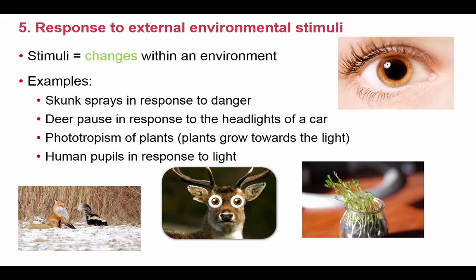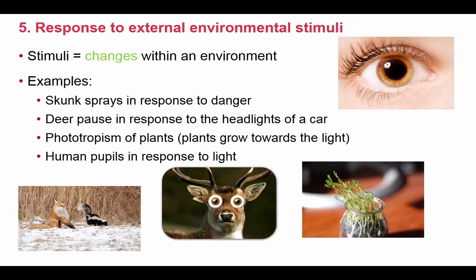The fifth characteristic of a living thing is that living things are going to respond to environmental stimuli. So stimuli, by definition, a stimulus, they're changes within an environment. And these changes in the environment around us, we then, as a living thing, respond to. So for example, a skunk sprays in response to danger. So what was the stimulus? The stimulus was some form of danger, and how they respond? They sprayed. Deer pausing in response to the headlights of a car, where the stimulus was the headlights of the car. How did the deer respond? They paused.